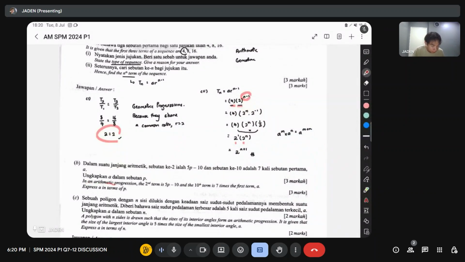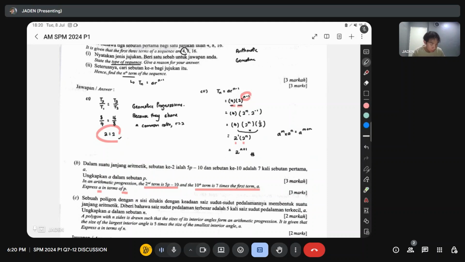In an arithmetic progression, the second term is 5p minus 10, and the 10th term is 7 times the first term. Express a in terms of p. So usually I would recommend my students try to write it out into a mathematical equation whenever you read those statements. As long as you read it, make it into a mathematical equation.